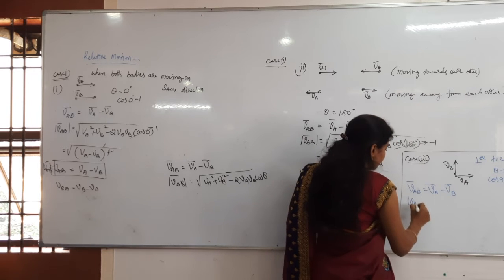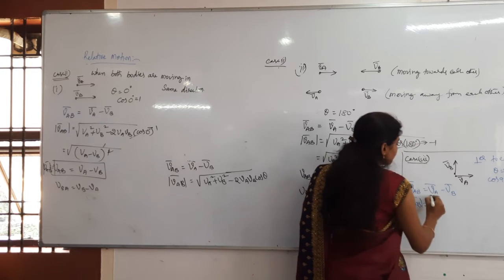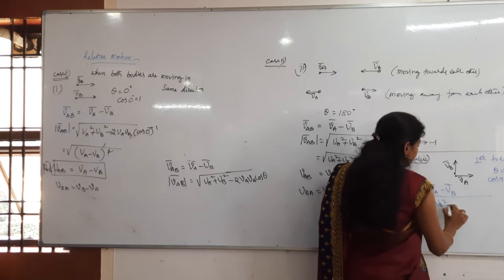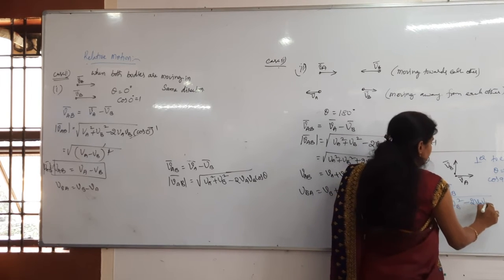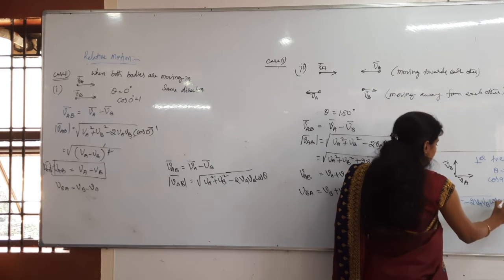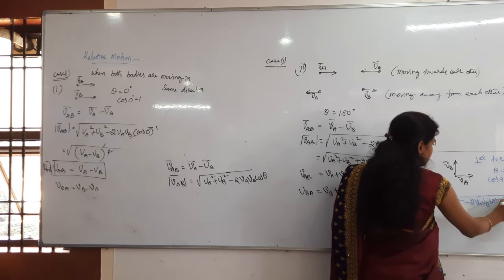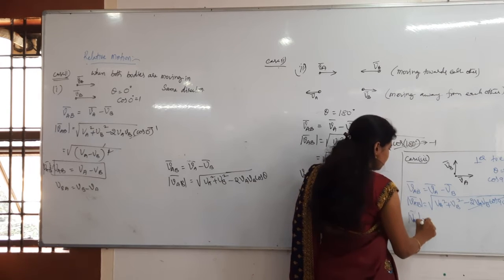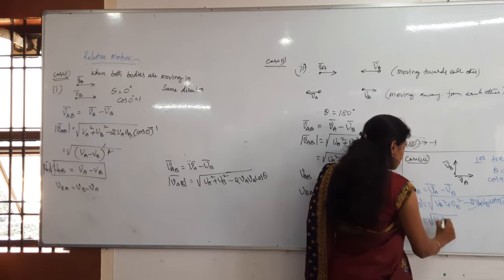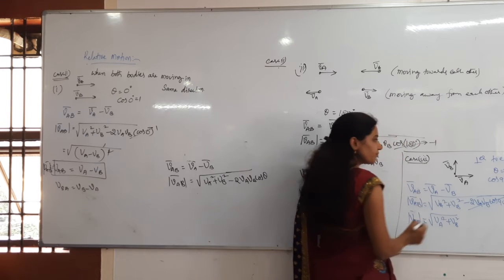Then modulus of VAB, what can I write? Under root VA square plus VB square minus 2 VA VB cos of the angle. What is the angle? Cos 90. Cos 90 gives you how much? 0. Then what will we get? Modulus of VAB bar is equal to under root VA square plus VB square.